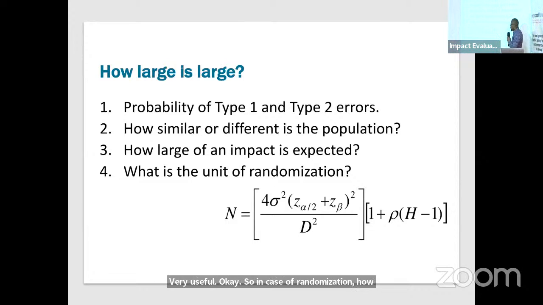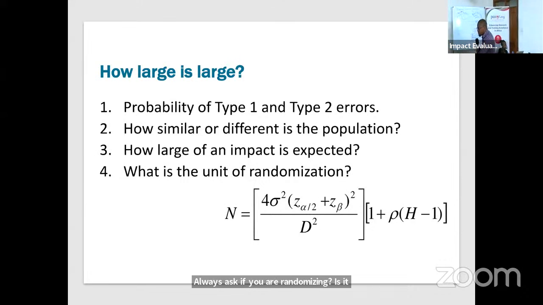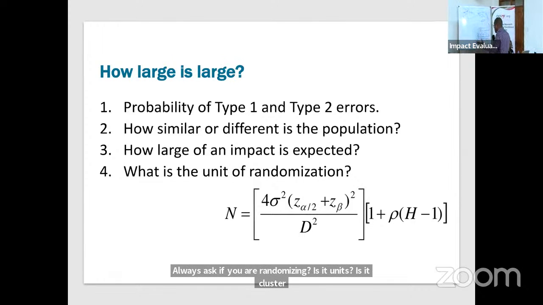Okay? So in case of randomization, how large of an impact is expected? Are we together? And then what is the unit of randomization? You should always ask if you're randomizing. Is it unit? Is it cluster or block? Remember we talked about these things?